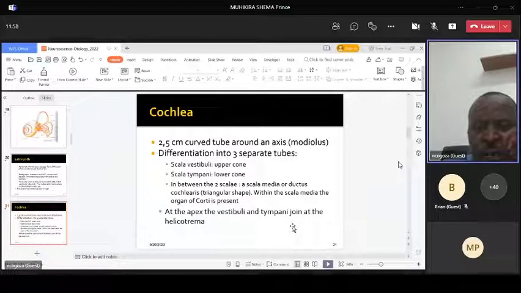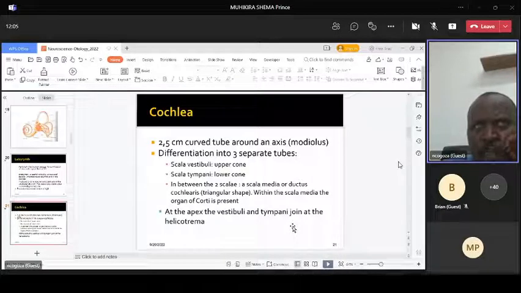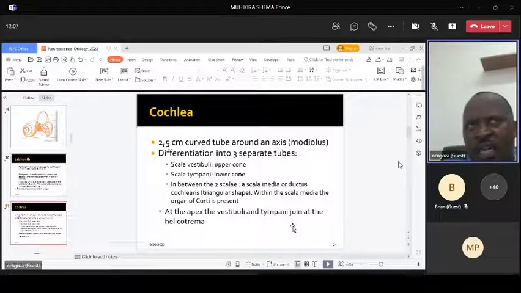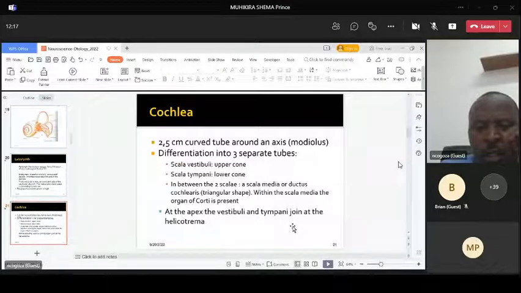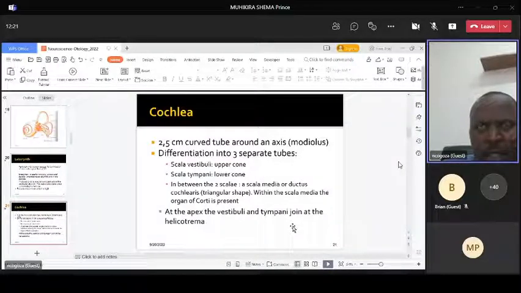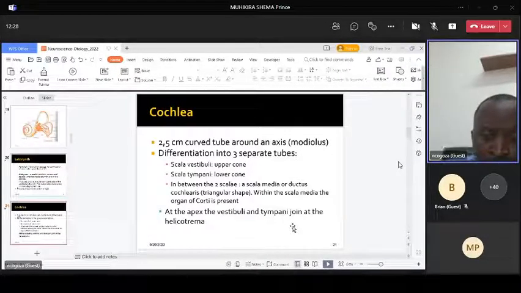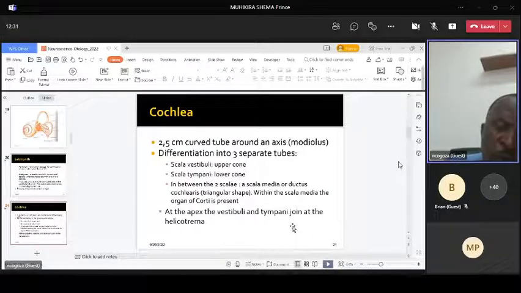Those cells will now transduce the mechanical energy, that vibrating energy, to the electrical impulse, and the electrical impulse is transmitted to the brain for hearing. So the scala media is between the scala tympani and the scala vestibuli in the inner ear, in the cochlea, and the scala media has the organ of Corti.